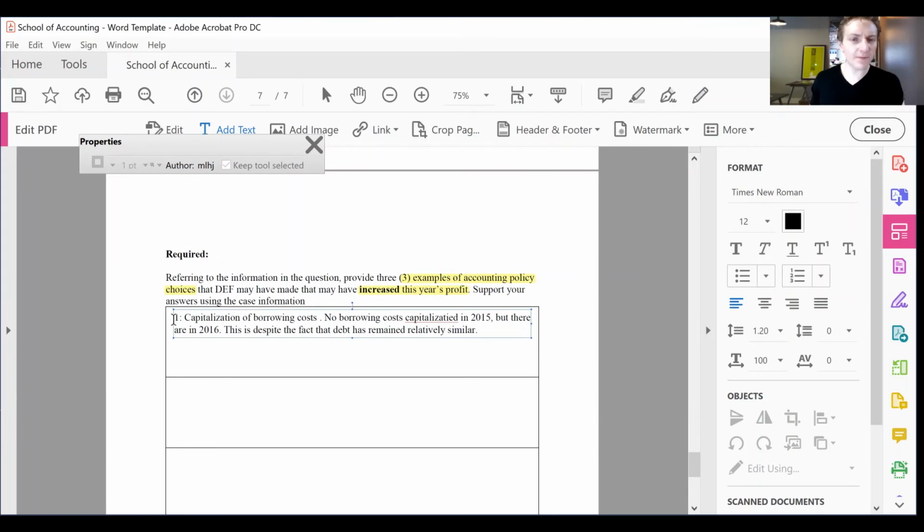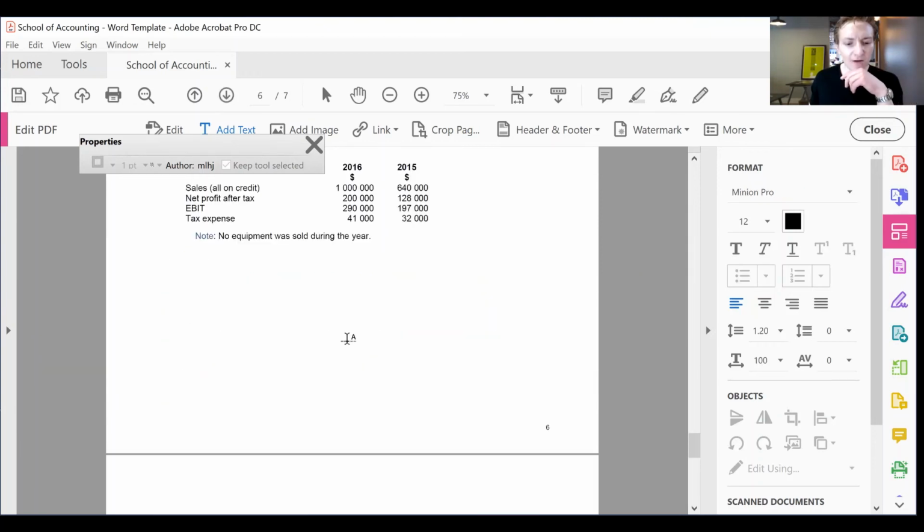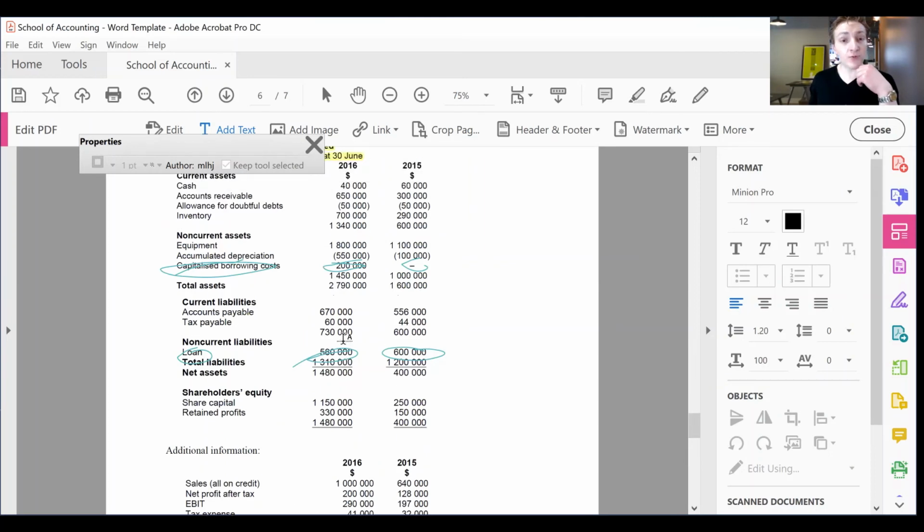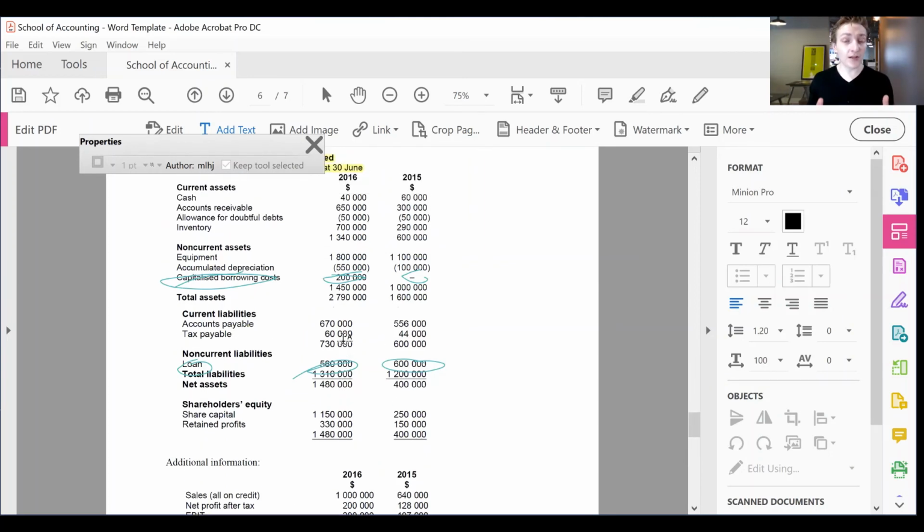So there's been basically borrowing costs capitalized in 2016, but not 2015, despite the fact that the debt has remained relatively similar. So that's our first one here. In our second one, what we might want to go for is what else might the firm have done that could have adjusted its profitability. And we can see what could have happened here.